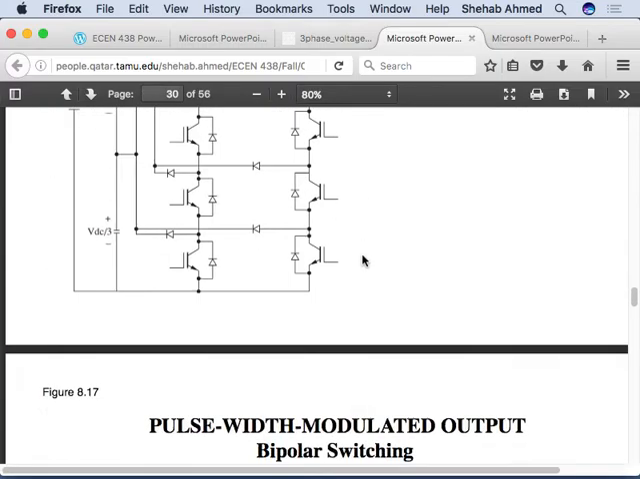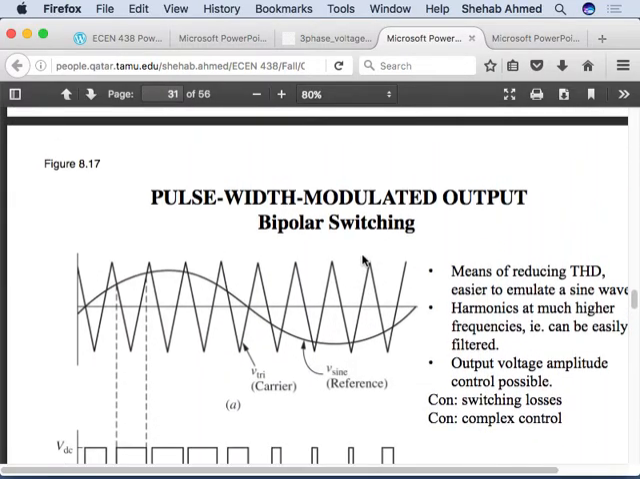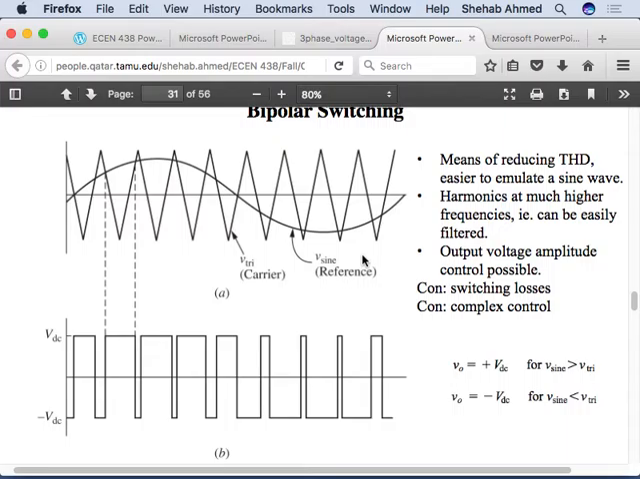But with sinusoidal PWM, or pulse width modulation, and this is called sinusoidal pulse width modulation. Why is it called sinusoidal pulse width modulation? Because I'm modulating using a sine wave.